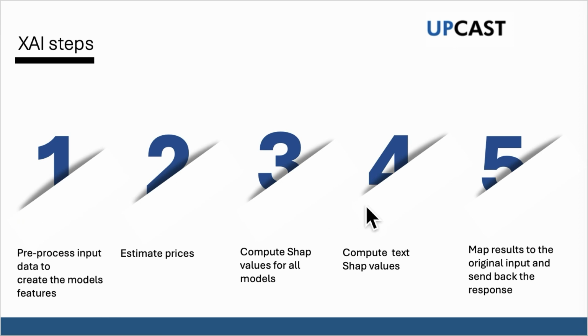On the server side, we execute the following steps. We pre-process the input data. We use the 10 models to estimate the prices, and then to get the minimum, maximum, and mean price, we compute the SHAP values for all models, and we extract the 10 most important features that contributed to the prediction. Then we compute the SHAP values for the text, and at the end we construct the response object.